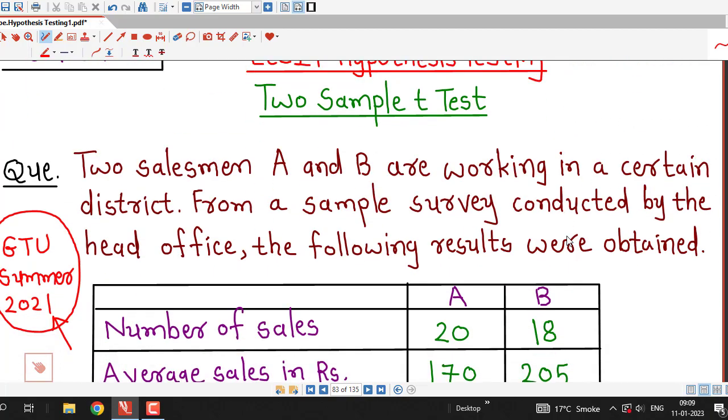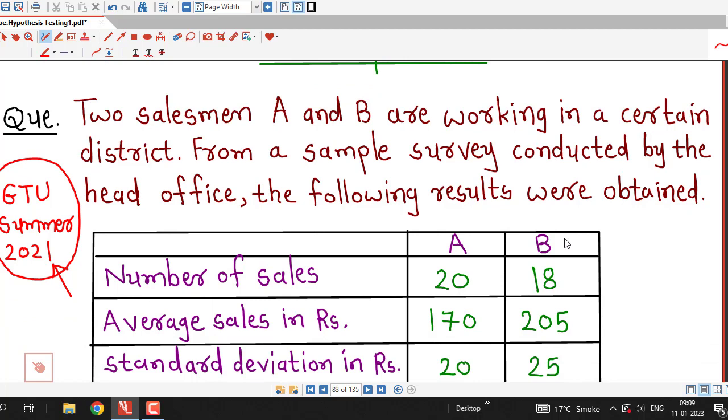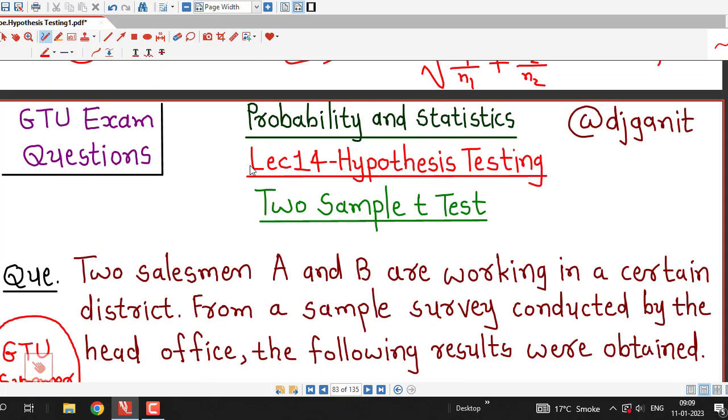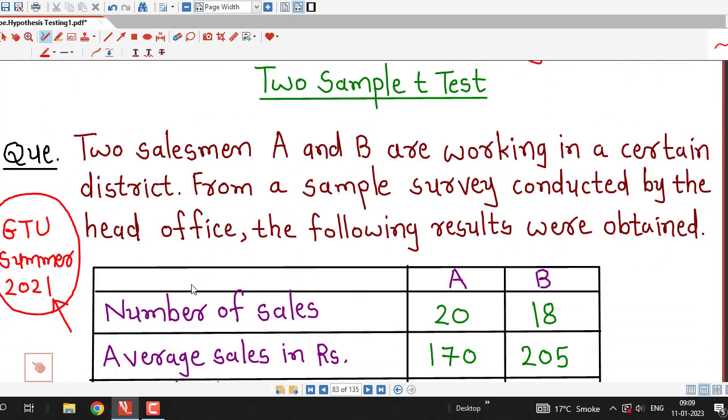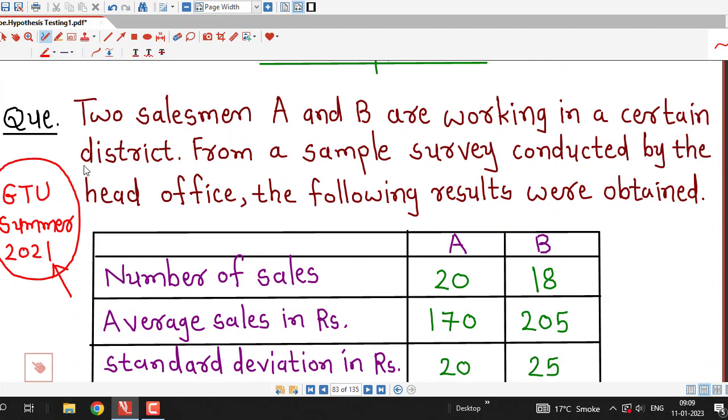I have done this question using both the approaches and I find the same conclusion, but it is not necessary that you will always have the same conclusion. That depends mainly on these population variances. So with this in mind, we try to answer this question which was asked in GTU 2021 exam.